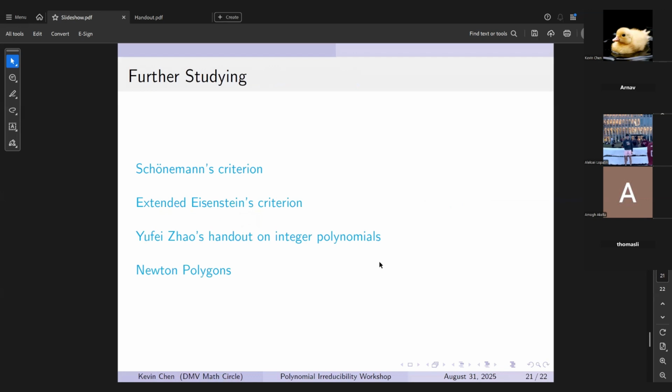And finally, for further studying, I provided 4 links over here. You can click into each of them in the slideshow that I'm going to be posting in the Discord server. They go over Schönemann's criterion, extended Eisenstein's, a handout, and also Newton polygons, which is essential for irreducibility. And one final trick that Arnav suggested that I should show is a trick that's mainly used for Eisenstein's criterion. I'm going to stop sharing for now and share my whiteboard.